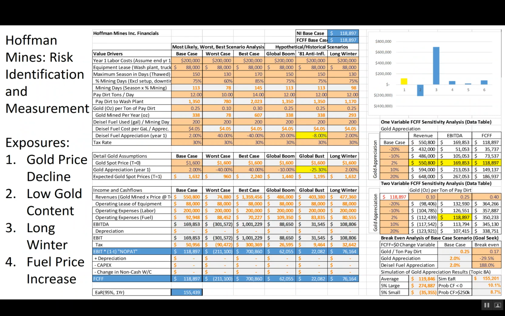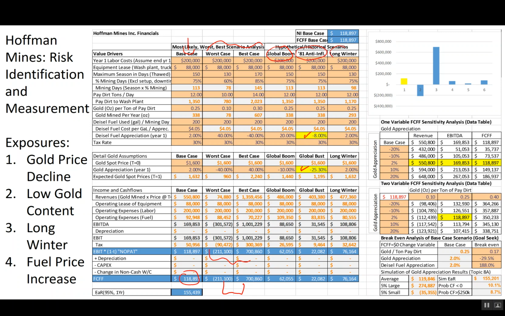And here's the analysis we did in topic 8. We did our base case analysis all the way down to free cash flows. We did our worst and best case, looking at all the things that can go wrong or all the things that go right. And we think this is the true range, the truly worst case and truly best case. We did a global boom hypothetical, and in a global boom, we think gold prices are down and fuel prices are up. I did a historical scenario. 1981 was a particularly bad year for gold. Gold was down 25%, and that year fuel prices were also down 8%.